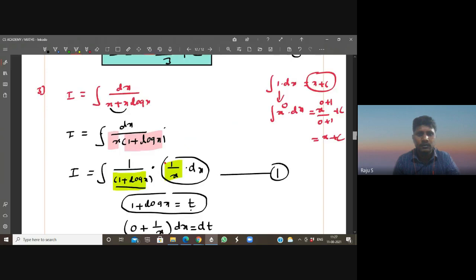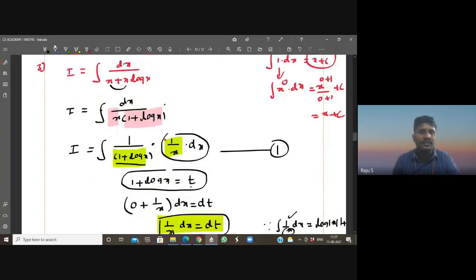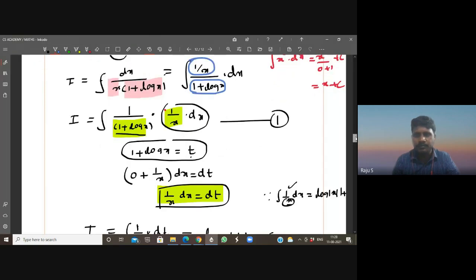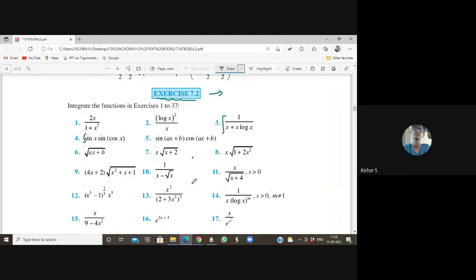Clear, students? So here itself we can say the answer: 1 by x, I shall write as 1 by x by 1 plus log x. See here, with the help of the formula, the denominator is 1 plus log x, the numerator is 1 by x. The derivative of 1 plus log x is 1 by x. It is in the form of f dash x by f of x. The answer is log mod f of x. Clear, students?